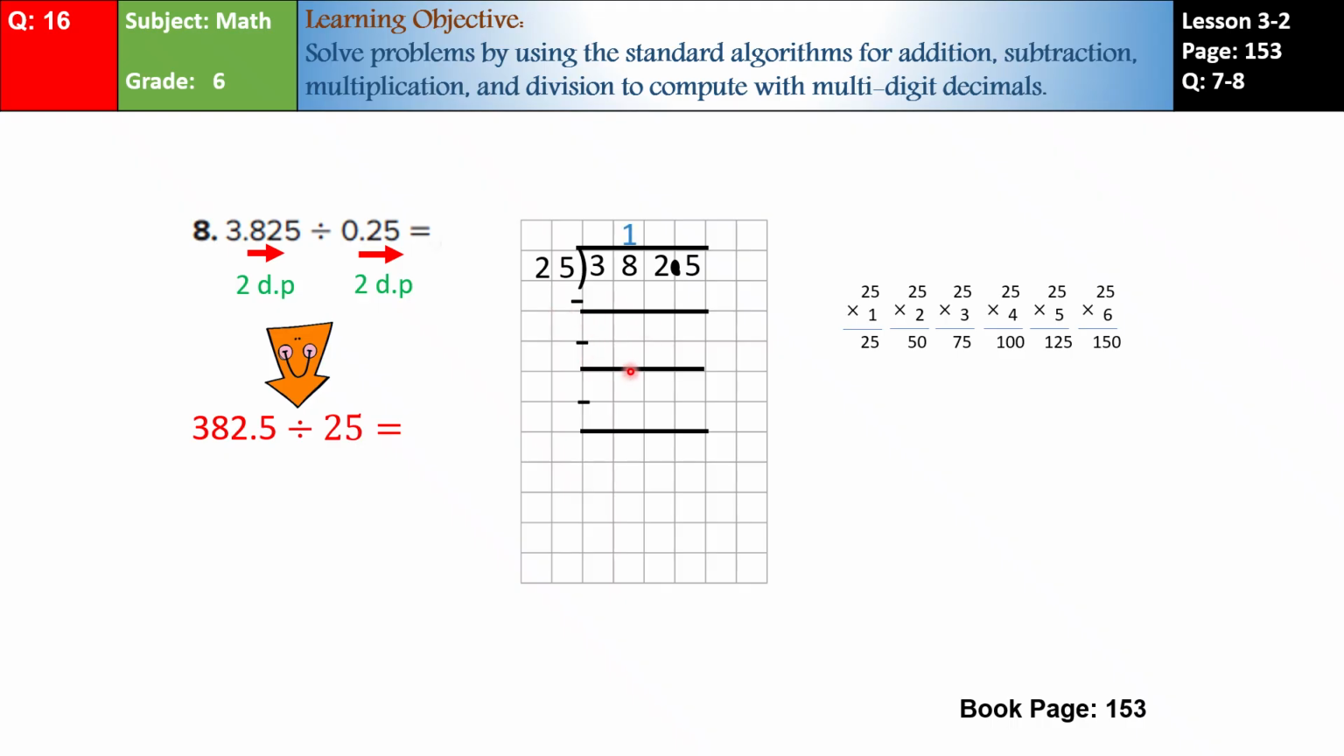Then 25 times 1 is 25. 8 minus 5 is 3. And 3 minus 2 is 1, so 13. Bring 2 down. Now 25, 50, 75, 100, 125 and 150. 150 is greater, so I will pick 25 times 5, 125. Now I will do subtraction. It will give me 7. Now we are done dividing this part. So take the decimal point up and bring 5 down. Now 25 times 3 is 75. So we are done. What is the answer? 15.3.